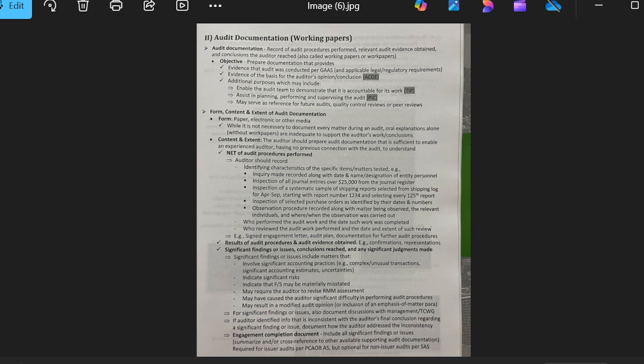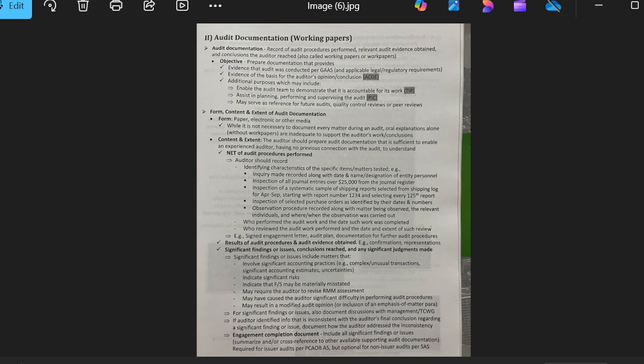Also, who performed the audit work and the date such work was completed, and who reviewed the work performed and the date and extent of such review, should also be documented. Signed engagement letter and audit plan documentation are examples of such further audit procedures. The results of the audit procedures and audit evidence obtained, such as confirmations and representation letters, should also be documented properly with proper references. Also, significant findings or issues, conclusions reached, and any significant judgments made.